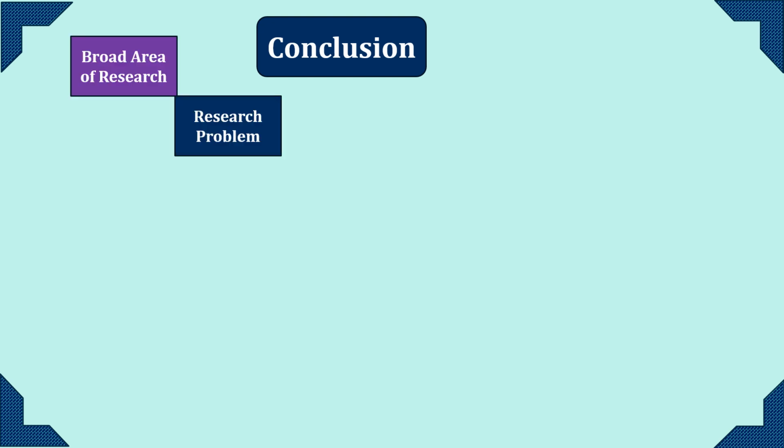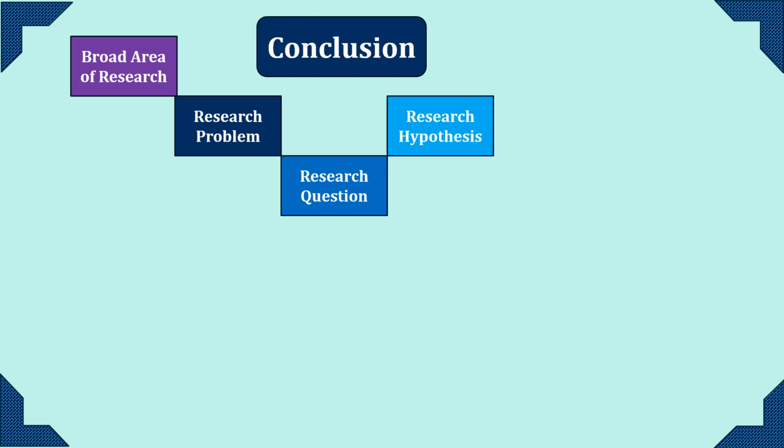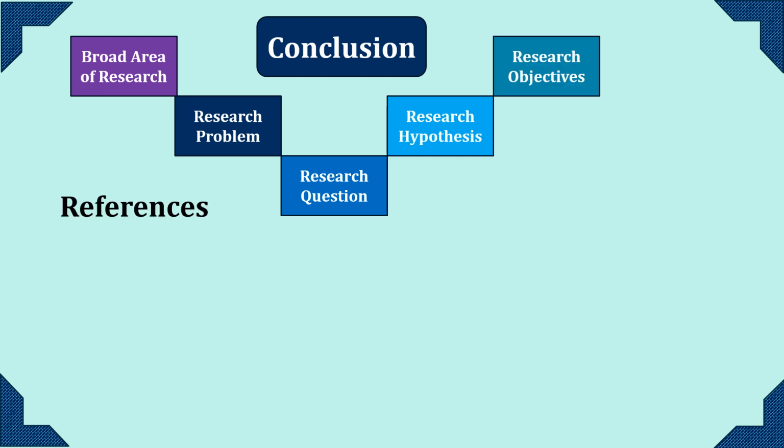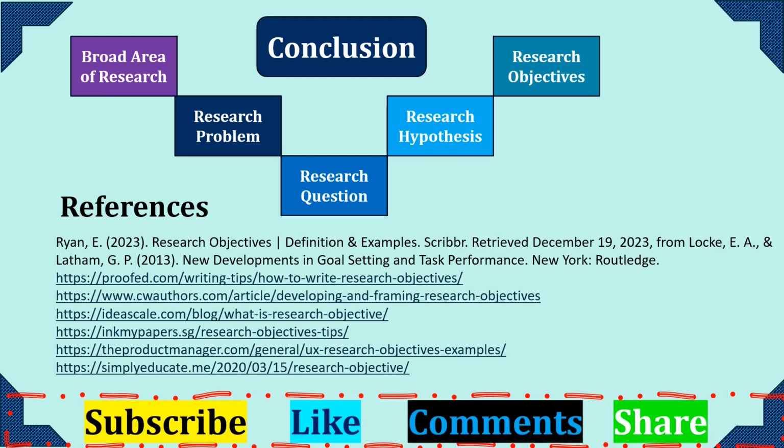Conclusion. Developing research objectives is a systematic process, starting with a well-crafted problem statement, leading to the formulation of the central research question and hypothesis. Research objectives are vital, guiding the choice of methodology and their alignment with both the research question and the outcome. There are references.